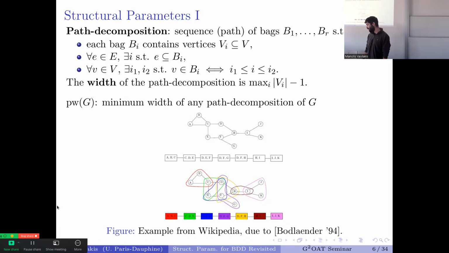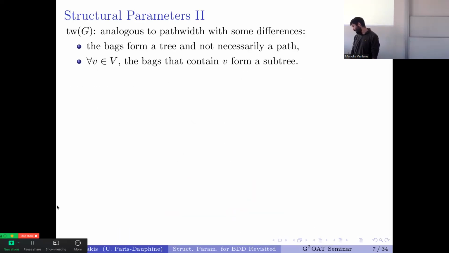And the width of a path decomposition is determined by the size of the nodes, so we try to minimize the size of the sets that we use. Then tree width is defined analogously, but for trees, so the decomposition now is a tree, not a path. And vertex cover of a graph is the size of a minimum deletion set to an independent set.